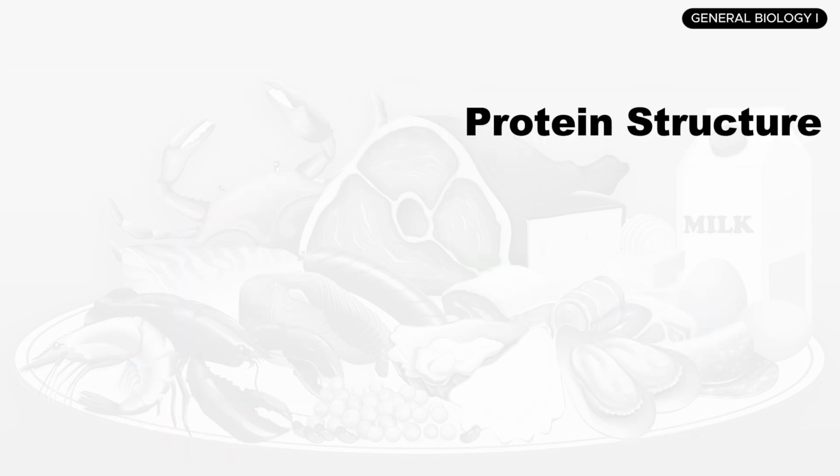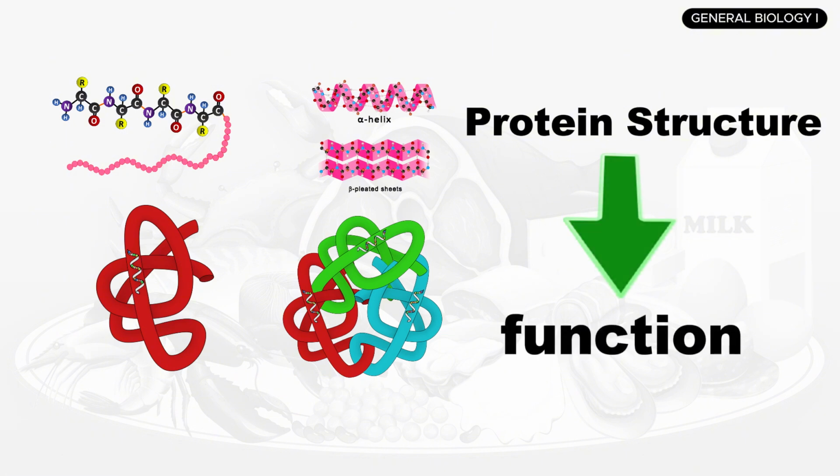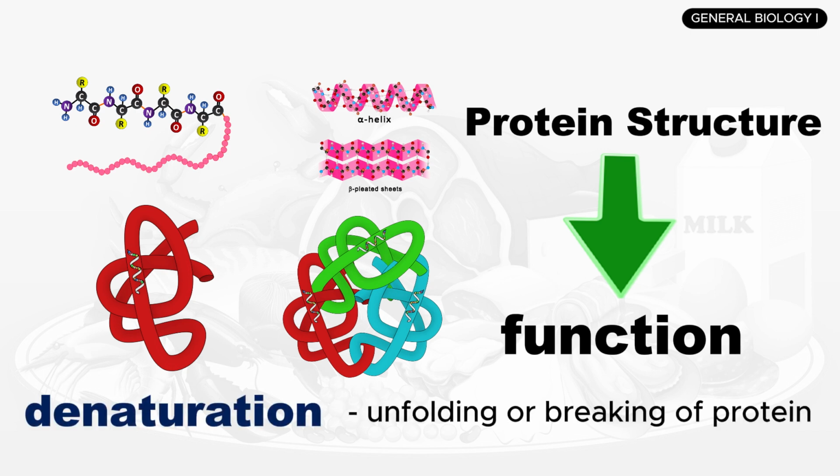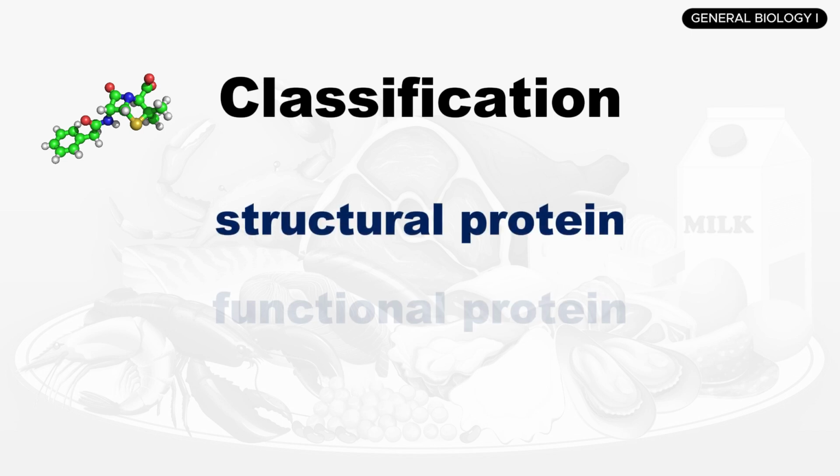The structure of a protein is directly linked to its function, meaning the specific folding and arrangement of amino acids determine what job the protein will perform in the cell. If a protein loses its shape through a process called denaturation, it can no longer function properly. Proteins are classified into two main categories based on their roles: structural and functional proteins.